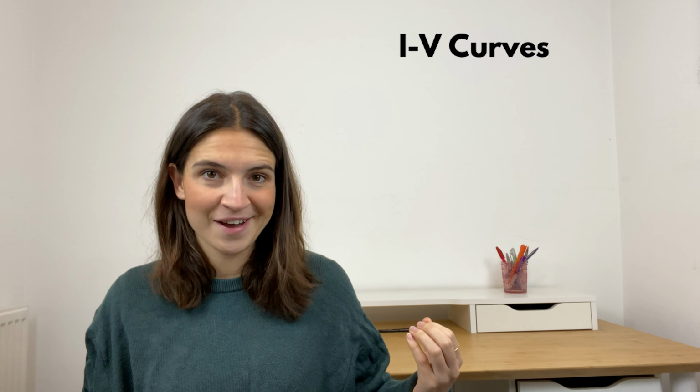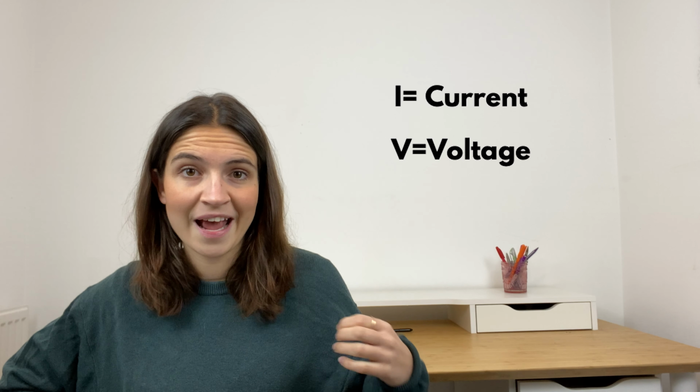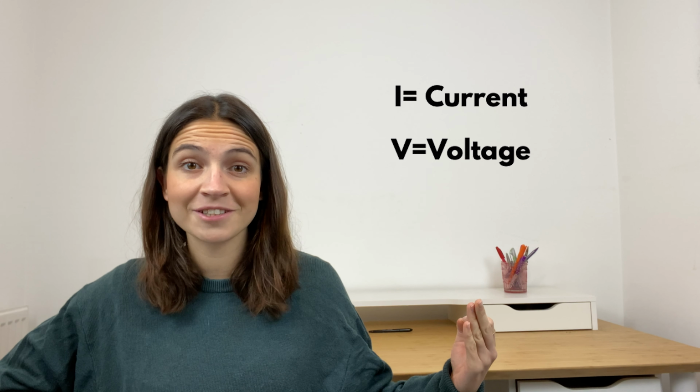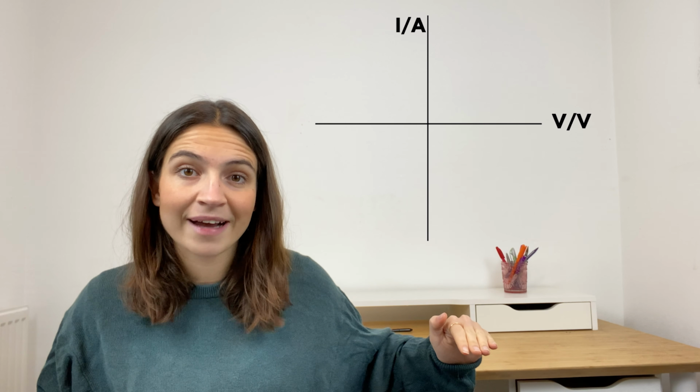In this video, we are going to be looking at IV curves. So, what is an IV curve? Sounds fancy. Let's break it down. I stands for current and V stands for voltage, and those are going to provide the axes of a graph. So you have an empty graph that looks like this. I is along my y-axis and V is along my x-axis.